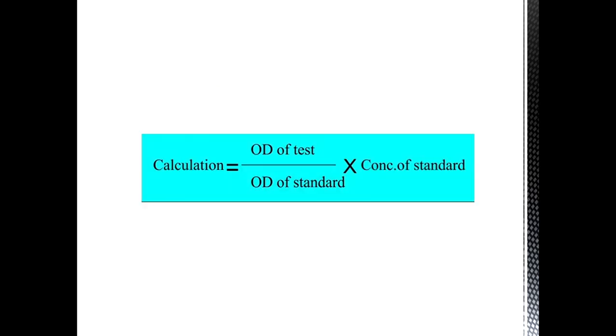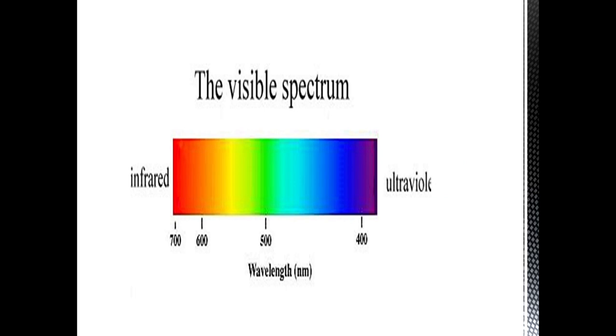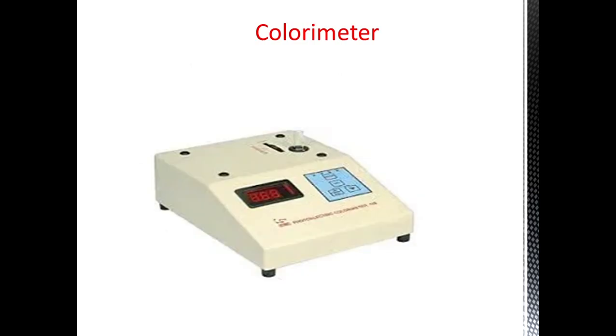Next, the colorimetry mainly works better in the range of 380 to 700 nanometer wavelength, that is in the visible spectrum. So the visible spectrum is 380 nanometer to 700 nanometer. So a colorimeter works in this particular spectrum. Now this is a picture of a colorimeter.